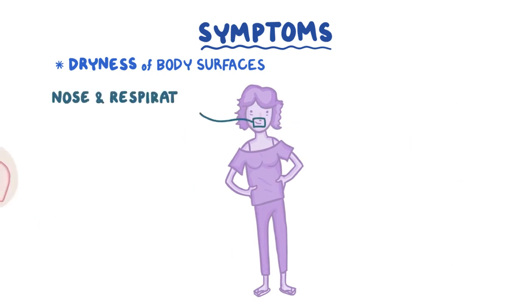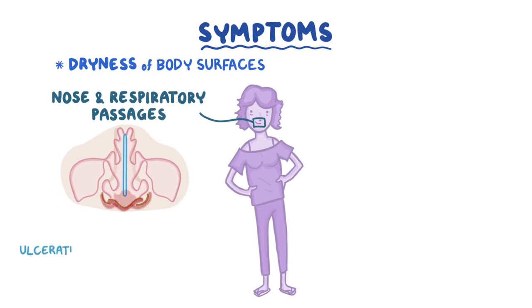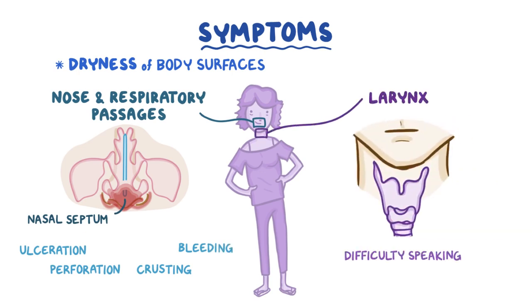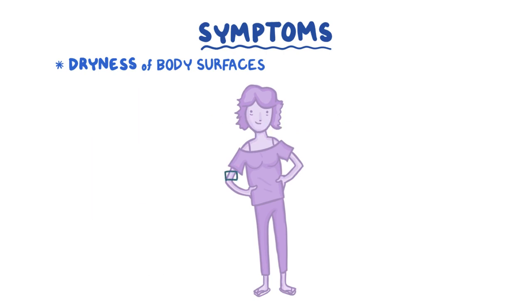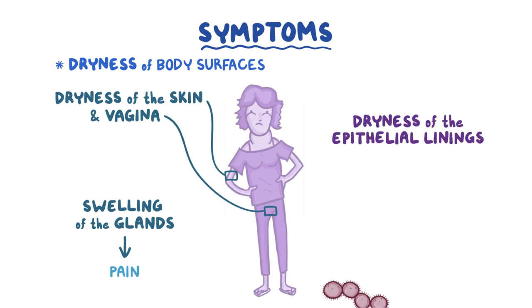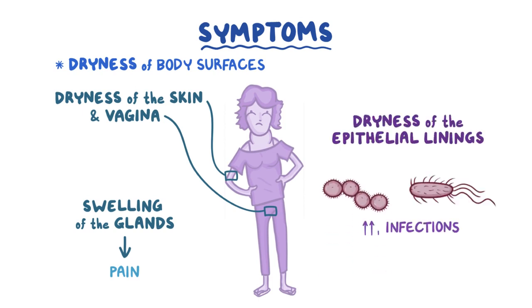In the nose and respiratory passages, it causes ulceration and perforation of the nasal septum, and can lead to crusting and bleeding. When it affects the larynx, it can lead to difficulty speaking. In some people, there might also be dryness of the skin and vagina. There's also swelling of the glands, which can compress nearby structures like nerves and cause pain. Finally, the dryness of epithelial linings can also make infections more likely.